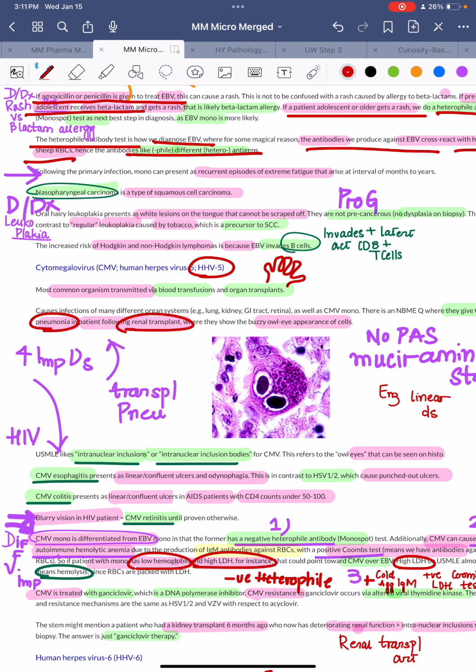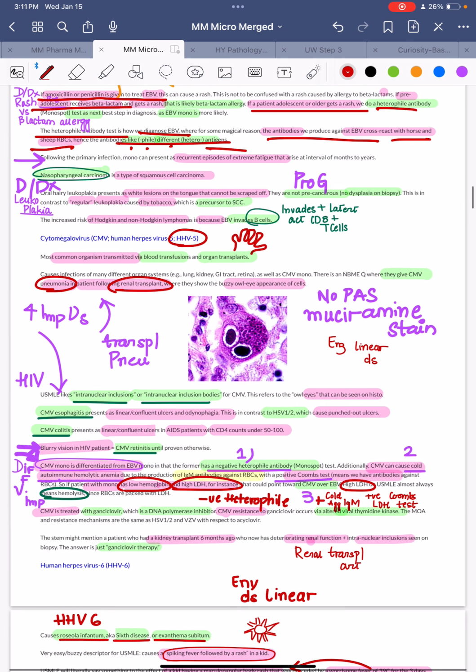That is why it is known as heterophile: hetero, which is for different, and phile, which is for antigens. We use heterophile antigens from the horse and the sheep RBCs because the antibodies basically cross-react with them, right? And then following the primary infection, they can ask you about the prognosis of this patient, what this patient is likely to develop in the future.